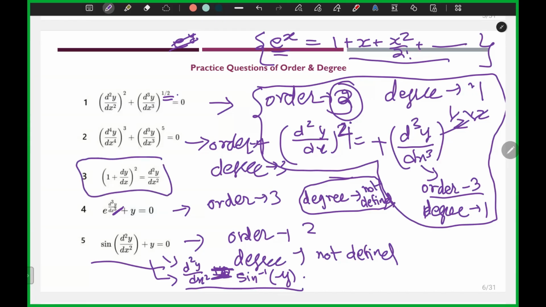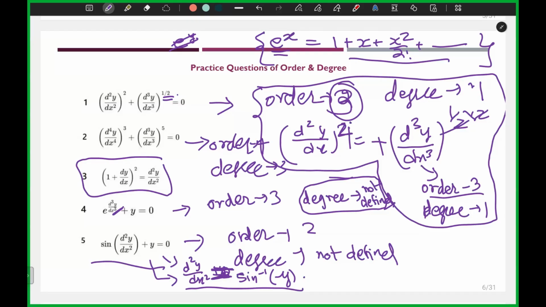Okay, so sir, now actually I have a doubt. Can I ask? Yeah. Sir, up to class 11 and 12, it is given that when we define degree, it should be in polynomial form and not in series form. And the power of the derivative should be a natural power.